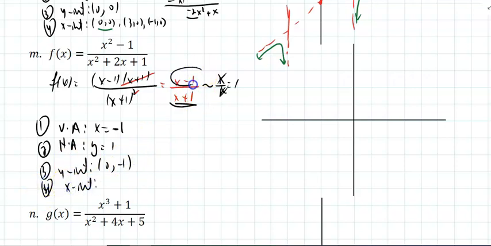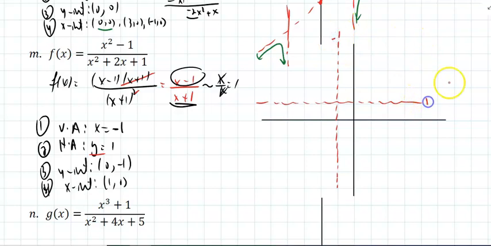X-intercept, where does the top equal 0? At 1. So if I start with my asymptotes, x equal negative 1, y equal 1, and the points 0, negative 1, very good, and negative 1 and 1, 0.